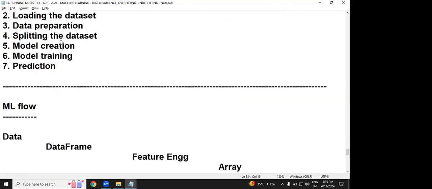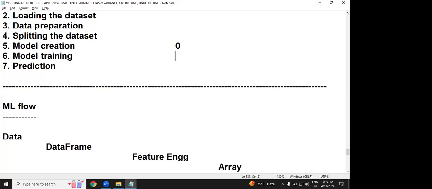Model creation. Once model creation is done, the next one is model training. The next one is prediction. Initially, once the model is created, can somebody talk with me? How much knowledge, sir? Zero knowledge. The model doesn't know anything about the data.